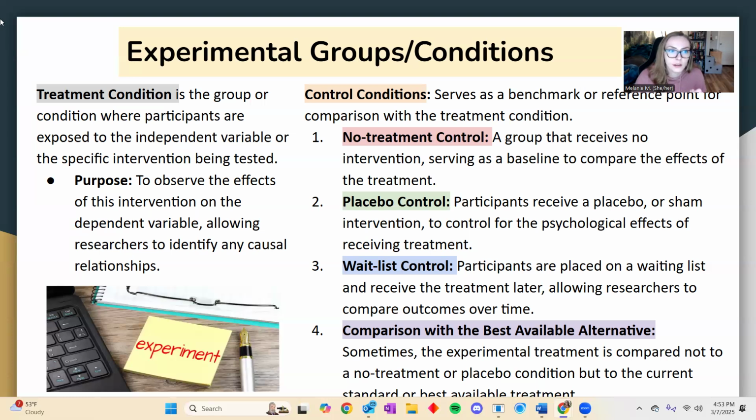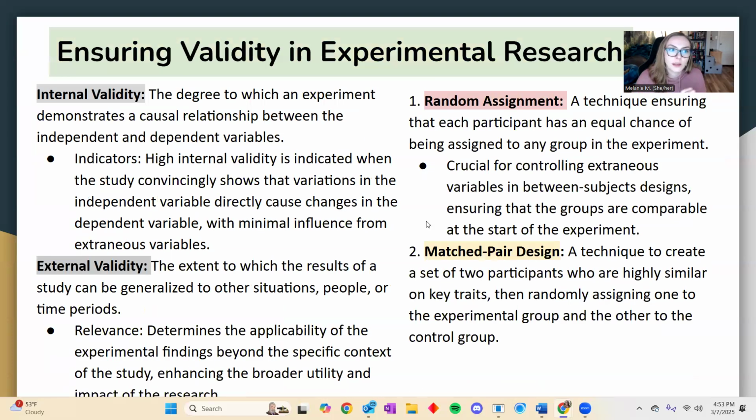All right. Okay, so control groups, conditions. We've already covered internal validity and external validity. I just reminded us all here what those are. So internal validity is the degree to which an experiment demonstrates the causal relationship between IV and DV. External is how generalizable those findings are to other people.